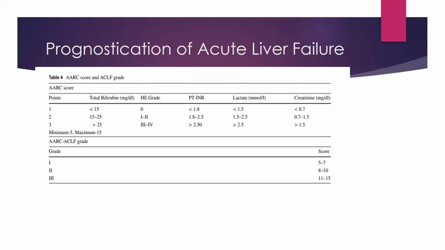So the minimum score is 5 and the maximum score is 15. So if the score is 5 to 7, then it is grade 1. If the score is 8 to 10, then it is grade 2. And if the score is 11 to 15, then it is grade 3.